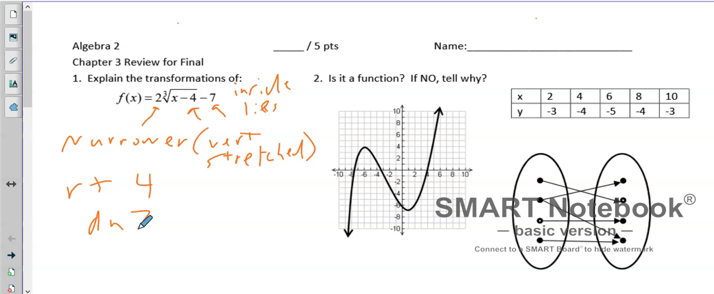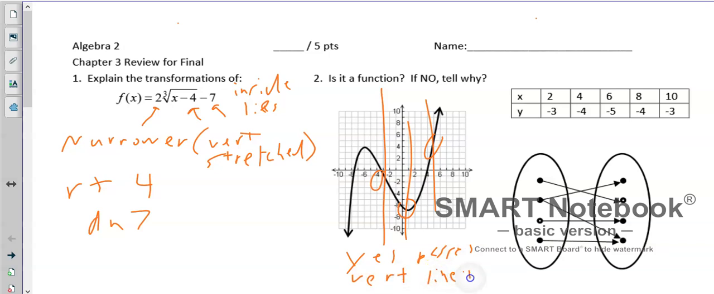Number 2, we're looking at a graph. So we perform the vertical line test. Anywhere I hit a vertical line, I'm only hitting one spot. So therefore, it is yes. Okay? Because it passes the vertical line test. All right.